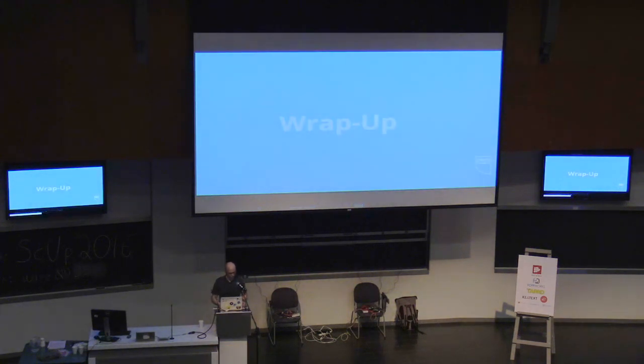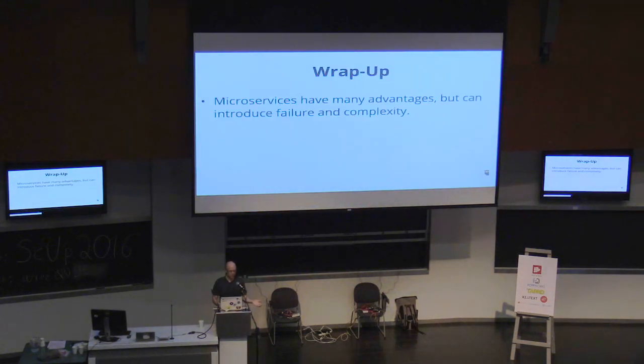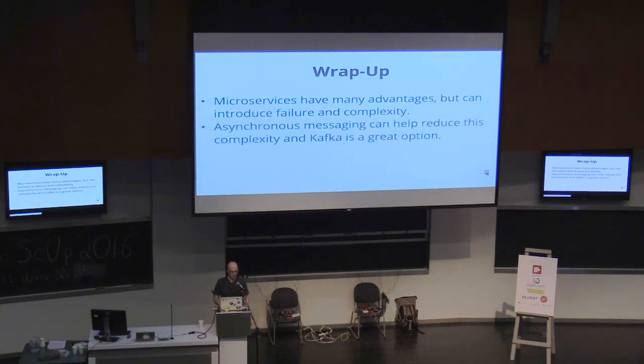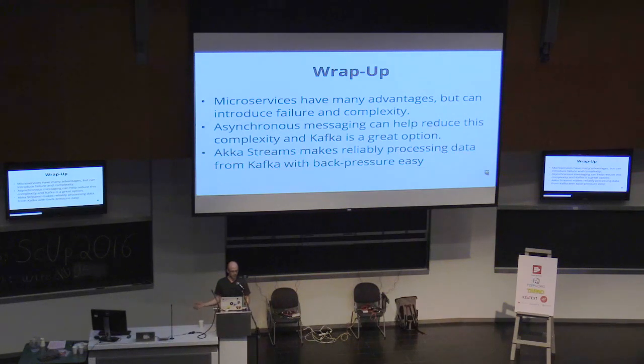So to wrap up, microservices have a lot of clear advantages, but there are trade-offs you have to make with increasing chances of failure and complexity. Asynchronous messaging can help with that, and Kafka is a great system for doing that. And finally, Akka Streams and Reactive Kafka can make it easy to reliably process data from Kafka in your Scala application.